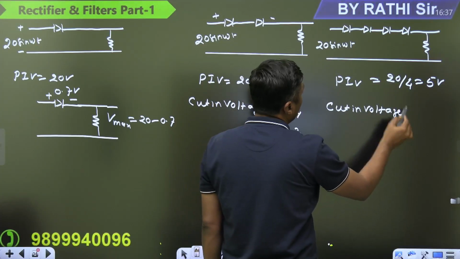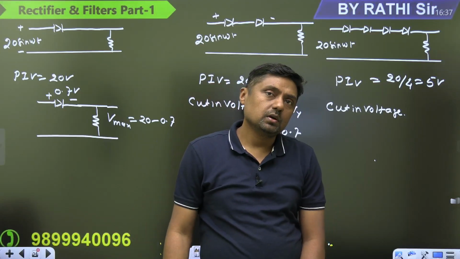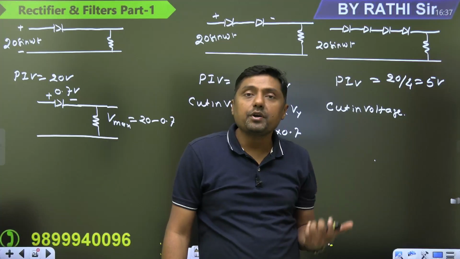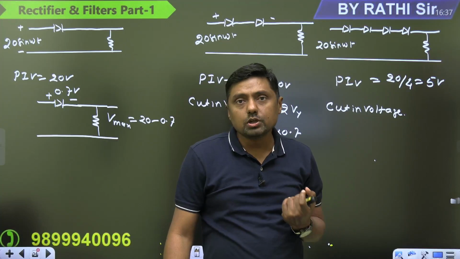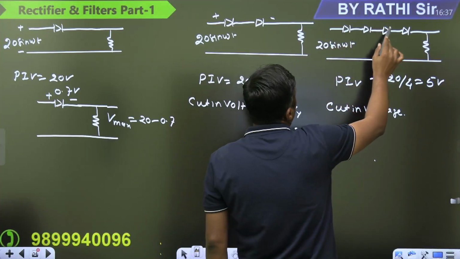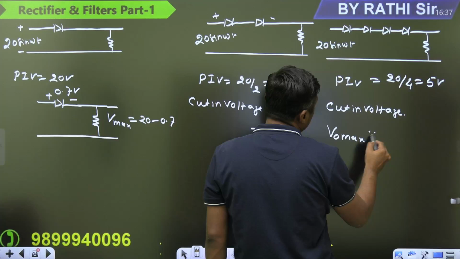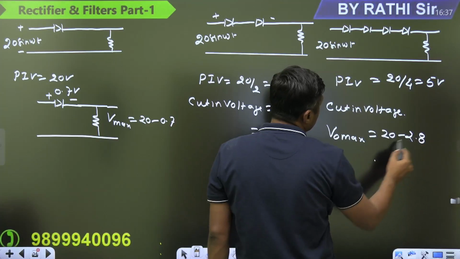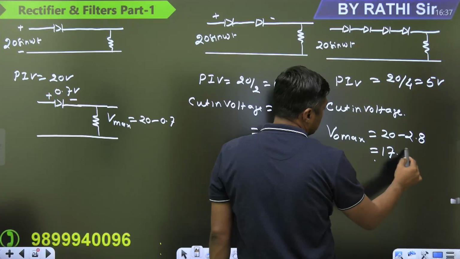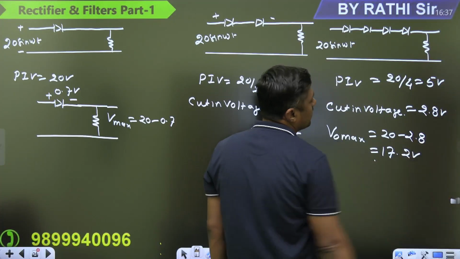For a single diode, 0.7 is required. Then for 4 diodes, how much voltage is required? When one is forward biased, 0.7, then 0.7, then 0.7, then 0.7. So how much voltage is wasted when it is forward biased? 0.7 plus 0.7 plus 0.7 plus 0.7, total 2.8. What is the maximum value of the output voltage? It will become 20 minus 2.8, that is 17.2 volt. What is the 2.8 volt? Cut-in voltage will become 2.8 volt.